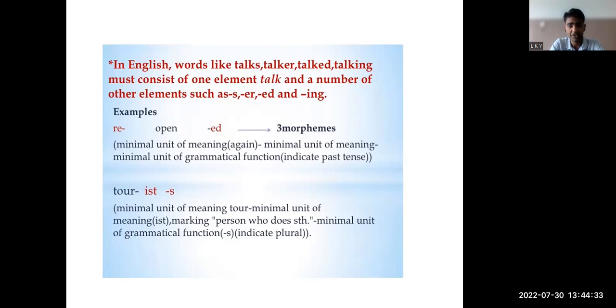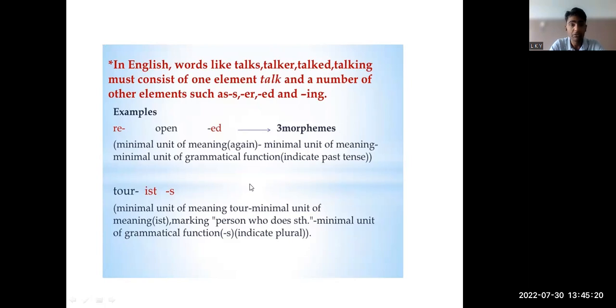Another example is tourist. Tour and tourist and s as well. It is also changing the meaning of tour. What is tour? Tour is a noun, a journey, and tourist a person, and s makes it plural. So ist has some grammatical function and s also has some grammatical function. But we study tourist in three. There are three morphemes. How? Tour, ist, and you can see this s. I hope you got the point.